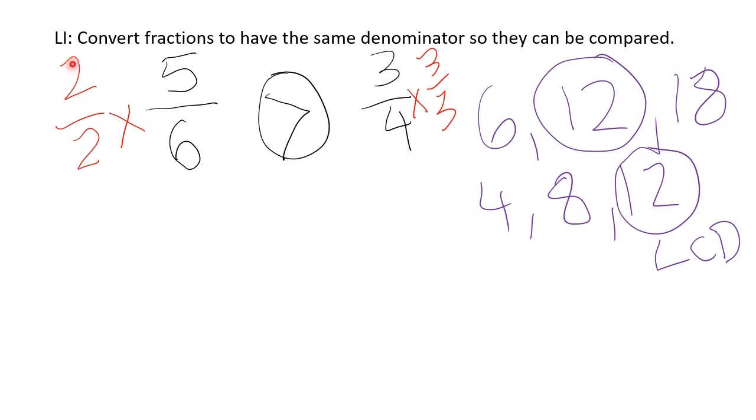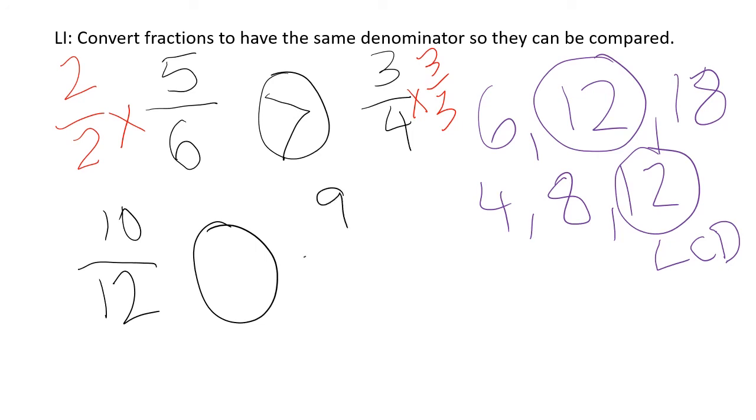So I go 2 times 5, which gives me a numerator of 10. Then I do 2 times 6, which gives me a denominator of 12. Now I do the other side, 3 times 3, which gives me 9, and then I do 4 times 3, which gives me 12.